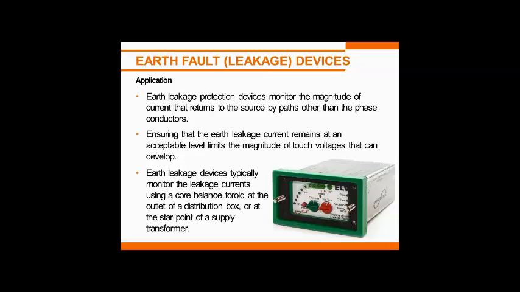So there's two ways of doing it. You can either have a core balanced, or you can have a star point monitor, so with a toroid around one of those, either the three phases or the star point lead, you can measure what current is heading back into the phases that went through Earth.